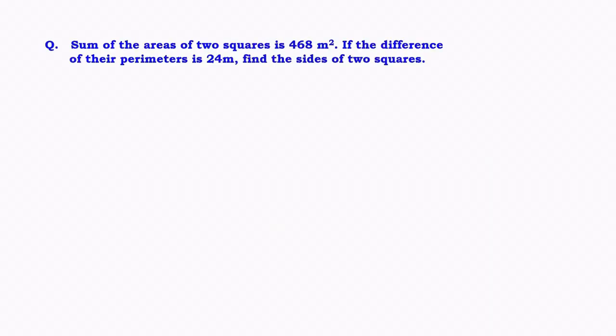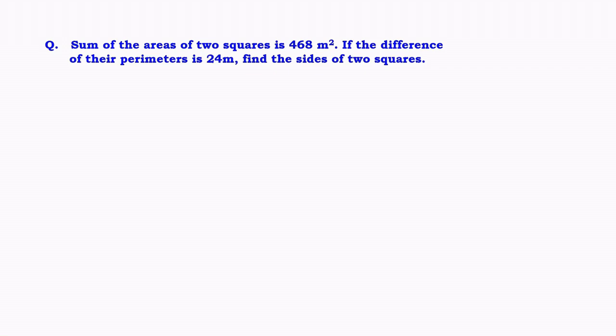Let us carefully read the question. We are told that the sum of the areas of two squares is 468 square meters. We are also told that the difference between their perimeters is 24 meters. What do we have to find? We have to find the lengths of the sides of the two squares.